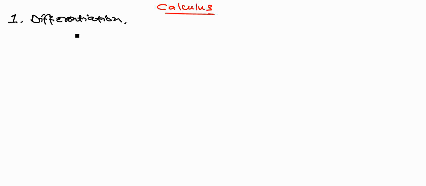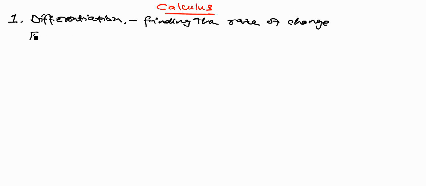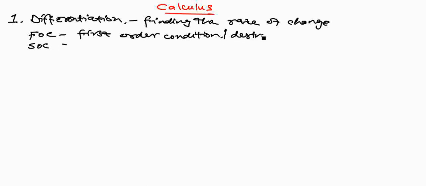Now differentiation generally means finding the rate of change in a given function. When we do differentiation for the first time, it is known as the first order condition or first order derivative. And when you do it for the second time, we'll call it second order condition or derivative.